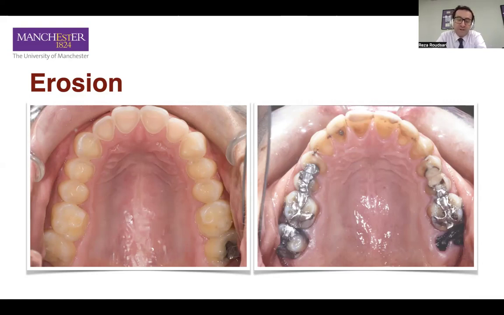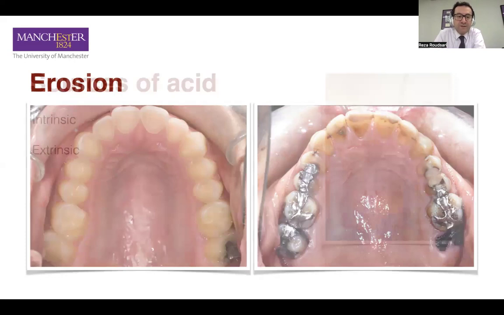And finally, the other appearance of erosion is where you get a cupping effect. It looks like small saucers of cavity are created within the occlusal surfaces of the posterior teeth, and you can see these cupping effects or saucer-shaped defects on the molar teeth in both of these cases on your screen.